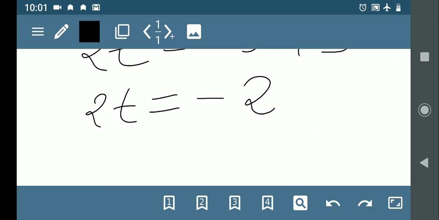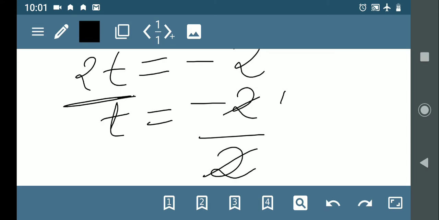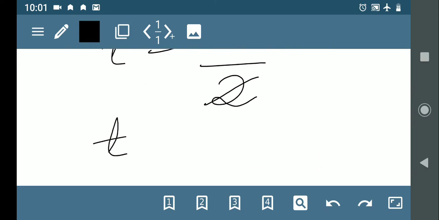So now, as in the first exercise, we need to find the value of t. So t is equal to, how to remove this 2? By sending this to RHS. As it is in multiplication, when it goes to RHS, it becomes division. 2 ones are 2, 2 ones are 2. So t is equal to minus 1.